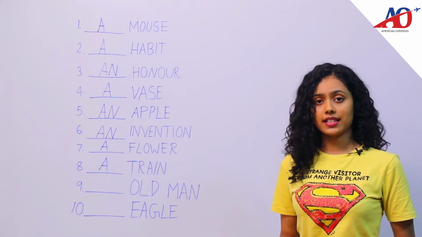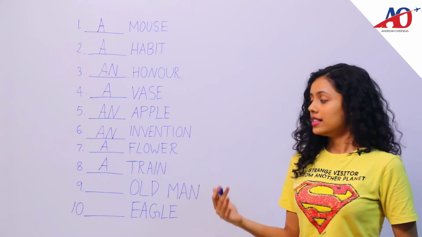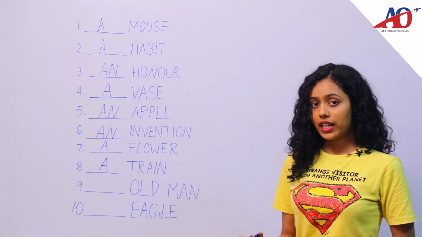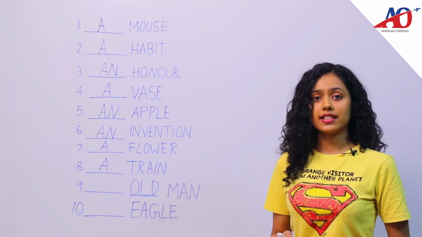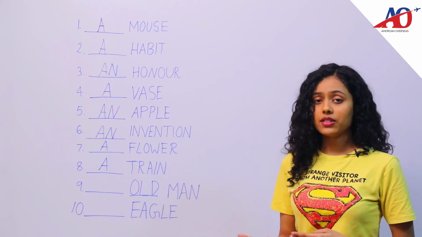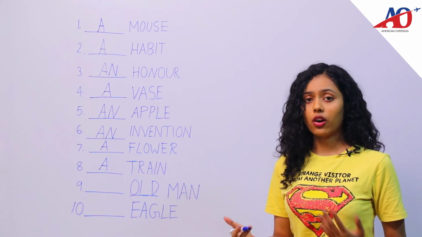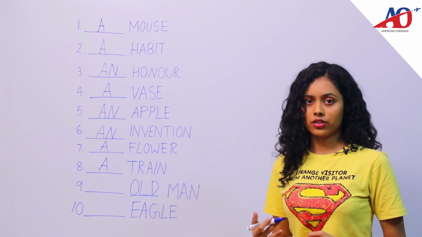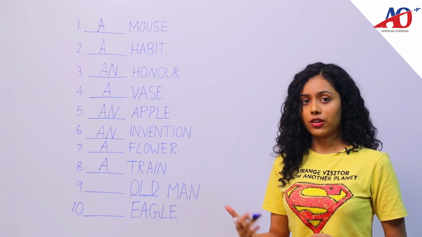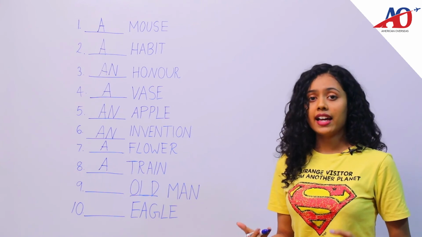The next one is old man. Since there are two words, let's take the first word. The first word is old. So does this word start with a vowel sound or a consonant sound? Old. It has the O sound. So it is a vowel sound. Here you would say an old man.